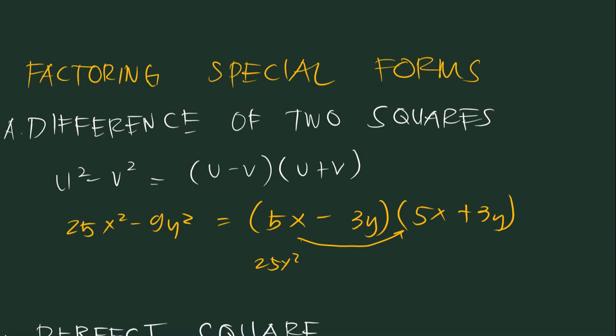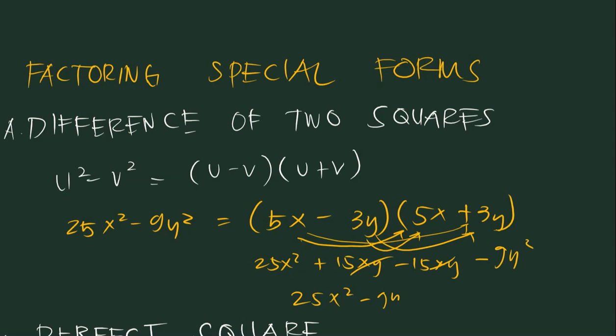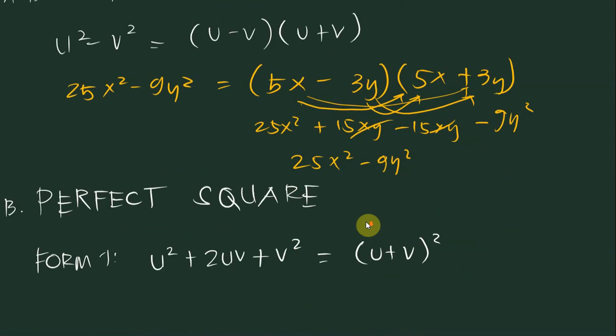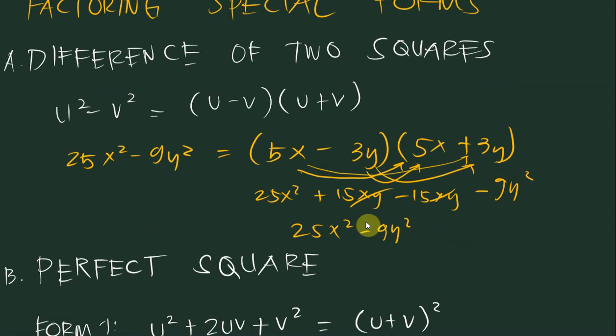That is 25x squared, and then this is plus 15xy, and then this one is negative 15xy, and then we have negative 9y squared. So these two cancel out. So we are left with 25x squared minus 9y squared. So that is the difference of two squares.